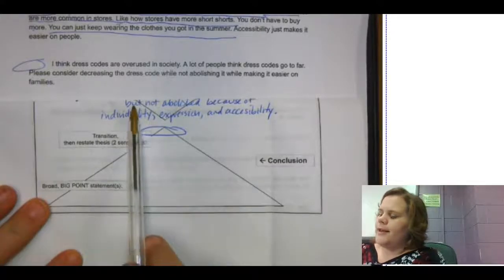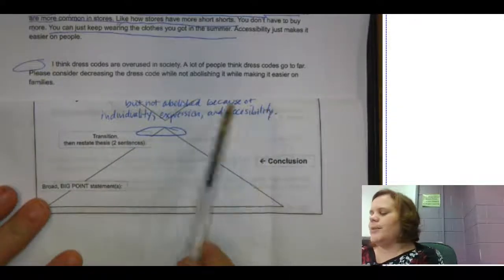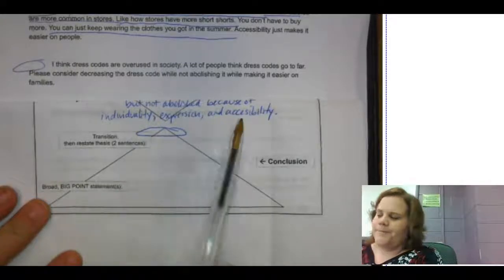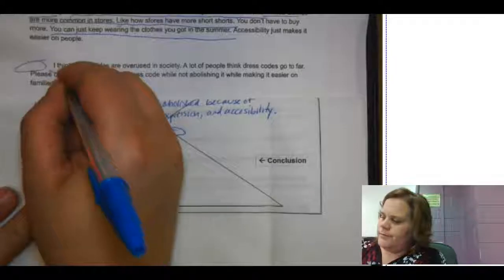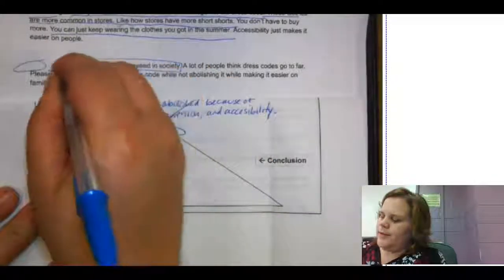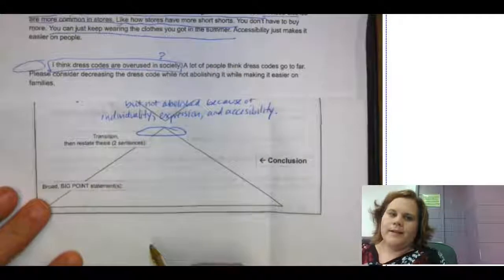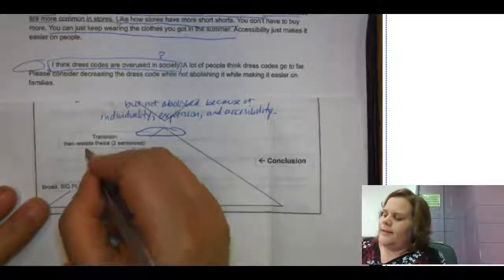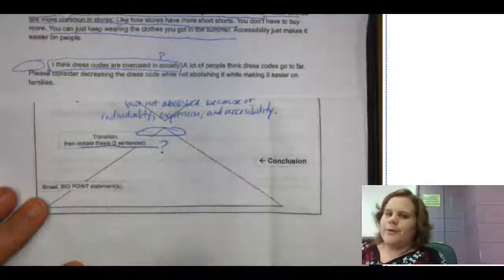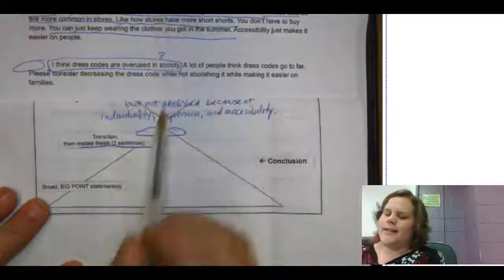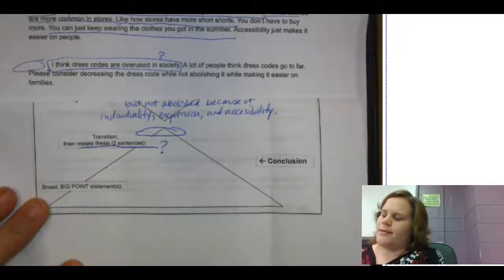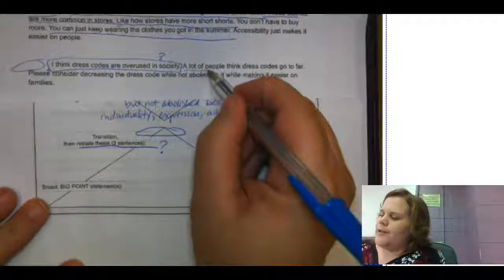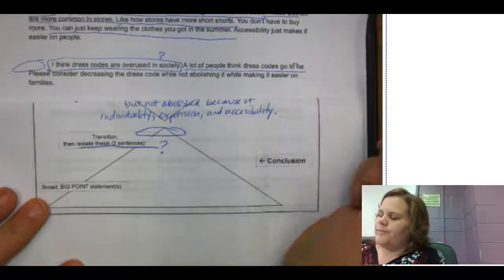The thesis for this, if you go back to the front, was I think the dress code should be changed but not abolished because of blah blah blah. I think dress codes are overused in society. So this is a perfectly lovely sentence, but it's not a thesis. So that wasn't the thesis. This essay doesn't say anything about dress codes being overused, so that can't be the thesis. A lot of people think dress codes go too far.